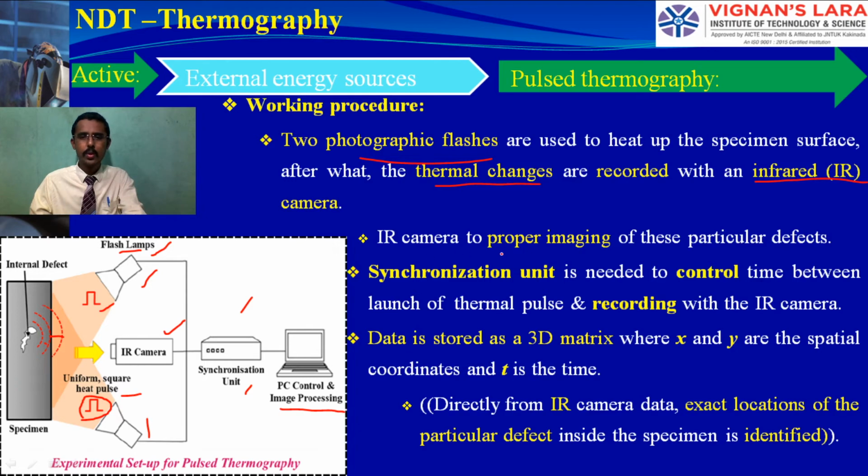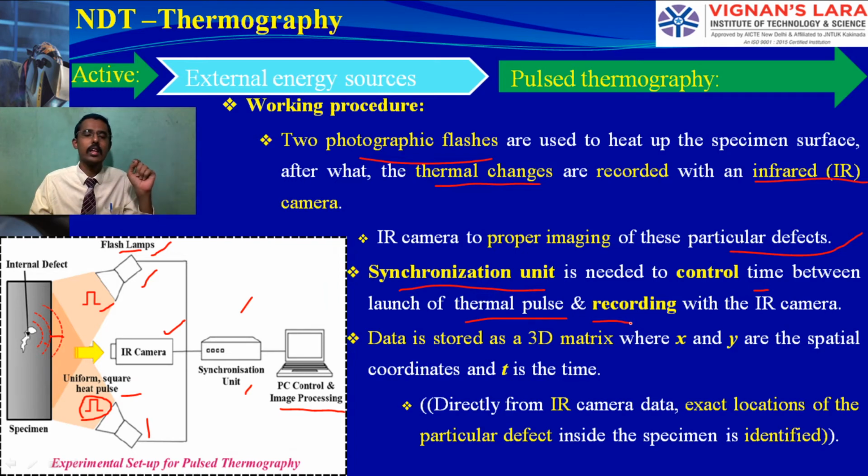Infrared camera for proper imaging of these particular defects is to be done. Proper imaging means it's 3D, where in the x direction how much it should move, and in the y direction how much it should move. So we want to analyze each and every point of the heat source. Where is the high heat? There is a defect. So the synchronizing unit is needed to control the time between the launch of the thermal pulse and the recording of the infrared camera.